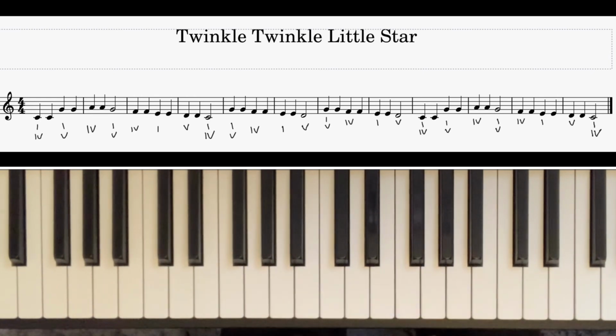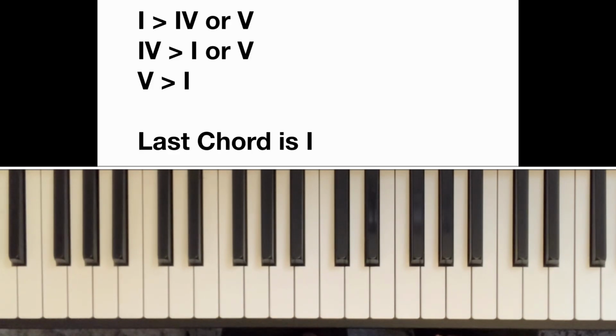So now, where there are two options, I've got to make the choice. Well, to do this, first of all, your ear will always be the best guideline, but there are two general principles to remember. The first one is that chord 1 can go quite happily to chord 4 or 5. Chord 4 can also go happily to 1 or 5. But chord 5 will generally want to go to chord 1. It won't want to go to chord 4. And also the final chord of the tune is almost always going to be 1.